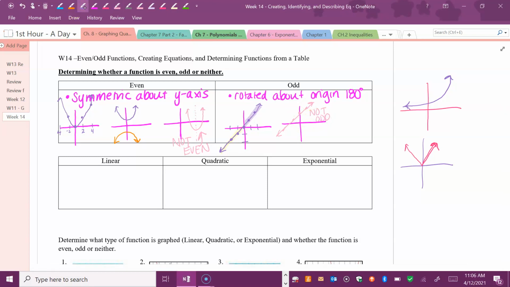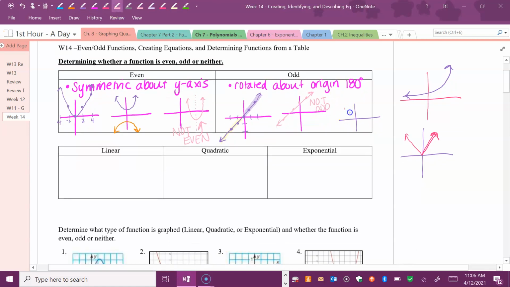Now that line of symmetry could go the other direction, so for instance, like this. But we cannot move left, right, or up, down. So essentially it has to go through that origin, and when you rotate it, it has to be able to lie on top of it. This is odd because it's symmetric. This is odd. This would be neither.